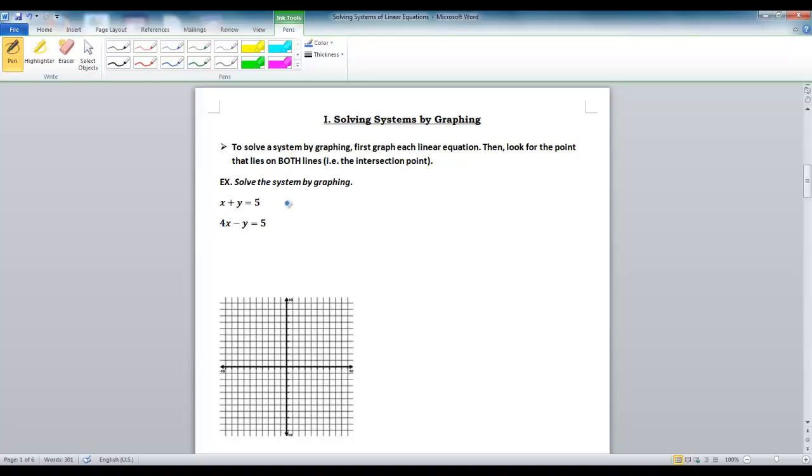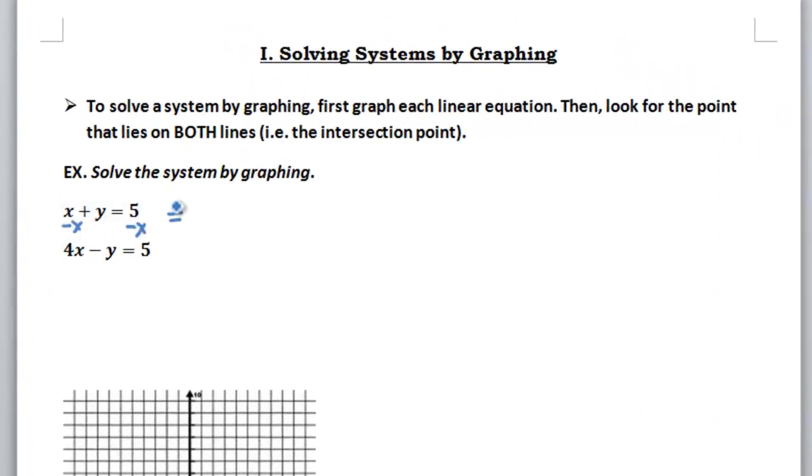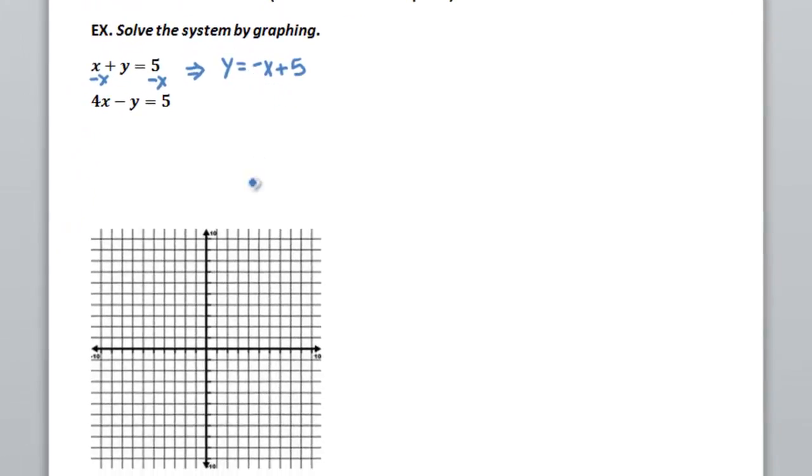In order to graph these equations, we'll first rewrite them in the slope-intercept form. For the first equation, we'll subtract x from both sides to get y by itself. Now we have y equals negative x plus 5. Our y-intercept is 5, and the slope of the line is negative 1. So we'll start by graphing our y-intercept, and then using the slope to find more points. A slope of negative 1 means we go down 1 and to the right 1. And here's our first line.